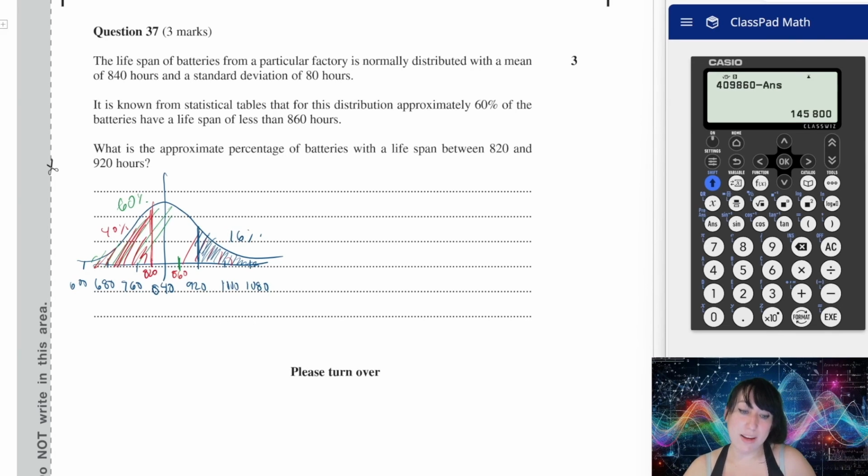And so now I can more easily find what's between 820 and 920. Because to the left of 820 is 40%, and to the right of 920 is 16%. So inside of that is going to be 100% minus the 40 and the 16. So we're going to get 44%.